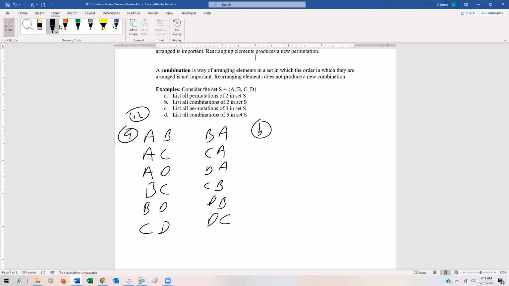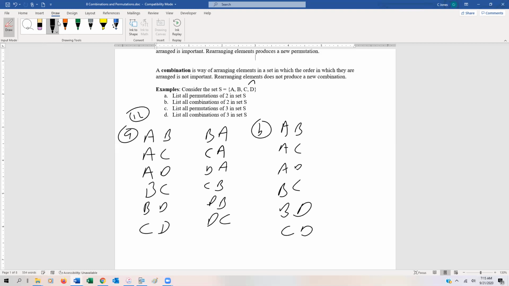it's saying to list all the combinations, right? So we're going to do the exact same thing as we just did. So we're going to say AB, and then AC, and then AD. Right? So notice we have that trick we just keep doing. And then we're going to start with B this time. So BC, BD. And then finally, we have CD.